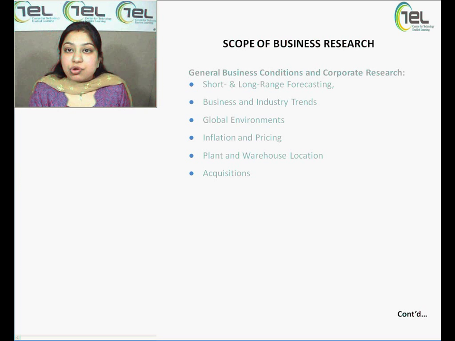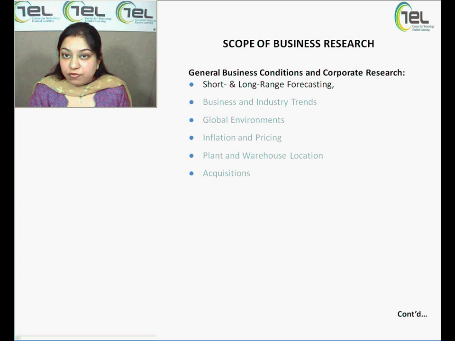Now coming down to the scope of business research. The scope of business research means where business research can be applicable and to whom it is beneficial. General business conditions and corporate research is one important area where business research is used most frequently. They use it for short-term and long-term forecasting, business and industry trends, when they are trying to identify past trends, and depending on the business and industry as a whole, the global environment, inflation and pricing.